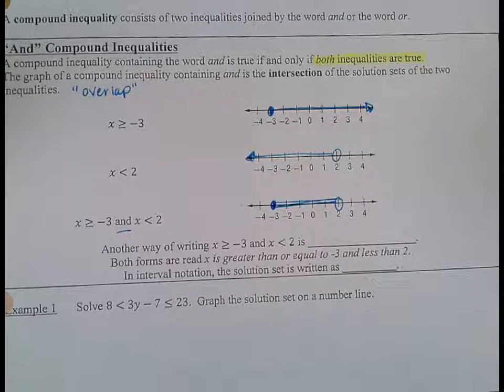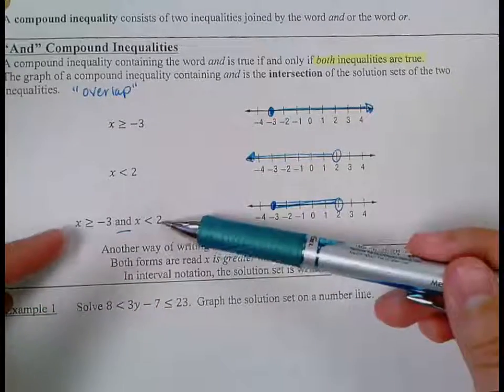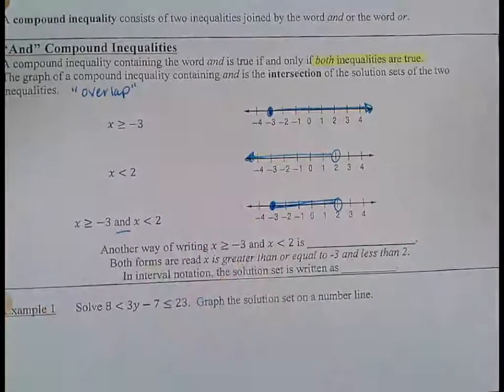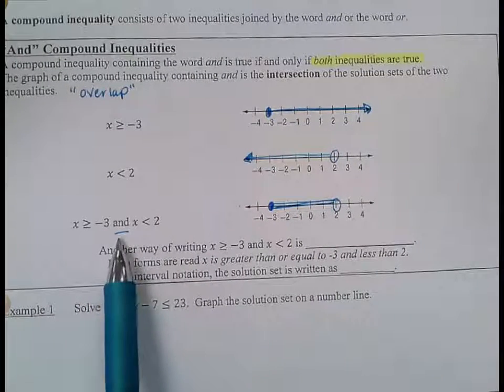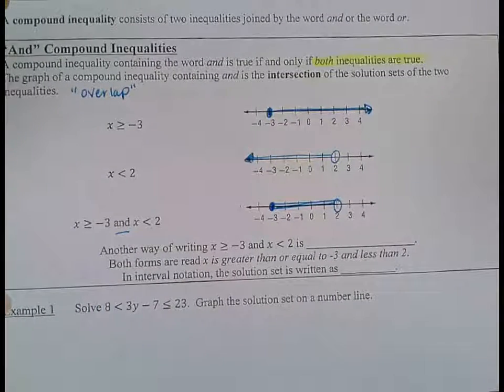If you did have two graphs, say you had two inequalities and you graphed them both on a number line and they were shaded opposite directions, but they were supposed to be joined by and, so they never overlap, it is possible to have no solution. That would be a case where you have no solution.